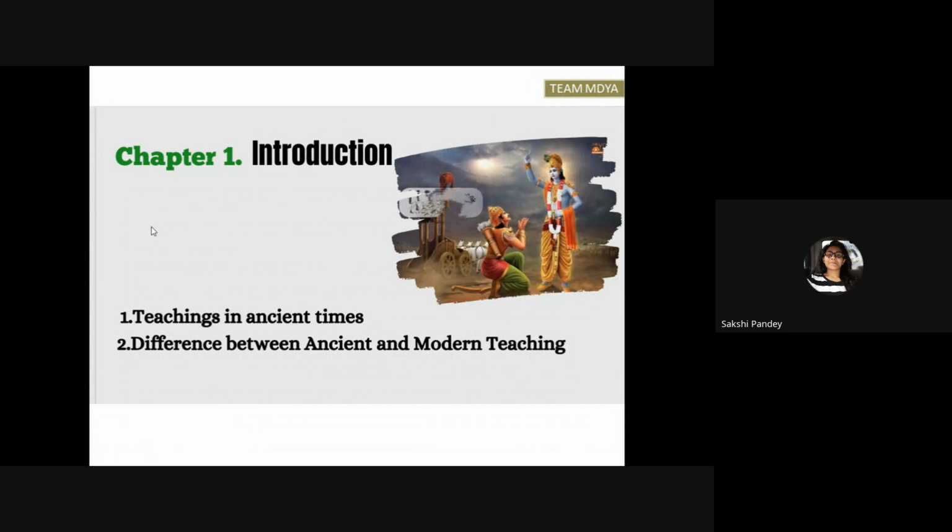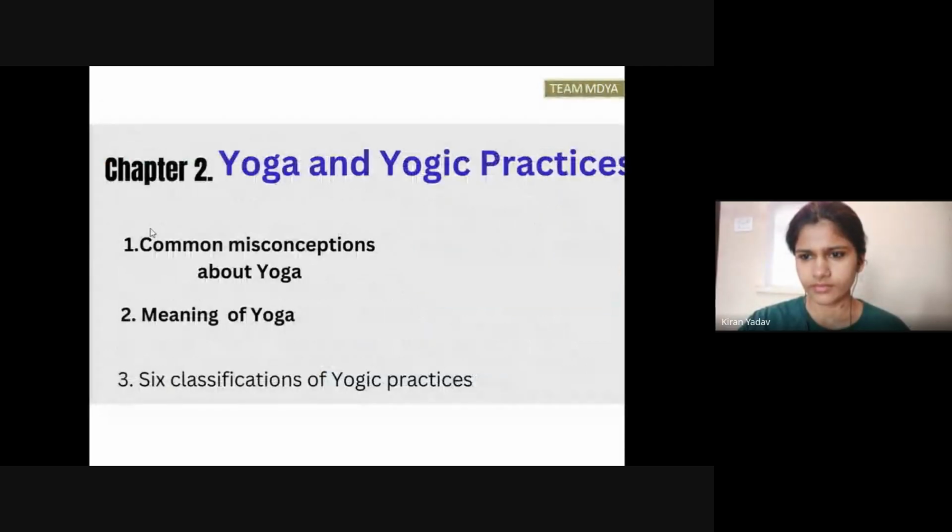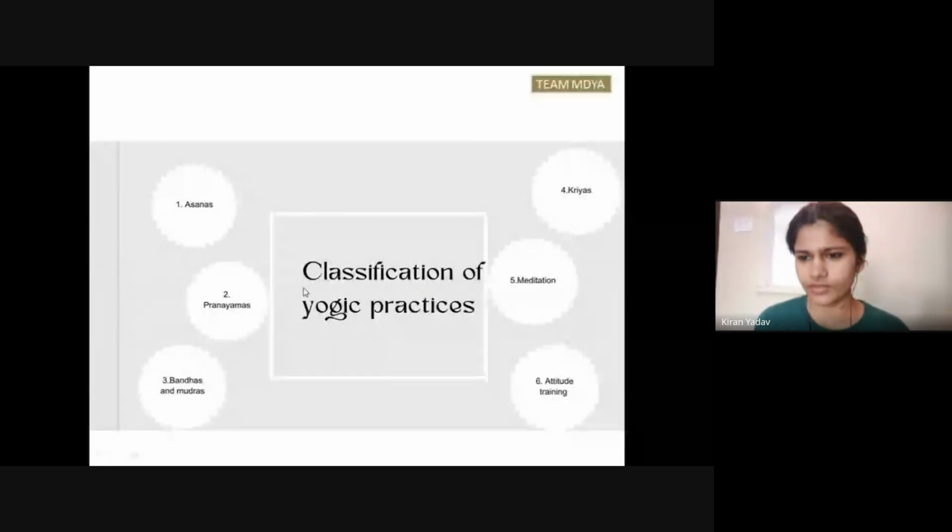Then yoga and yogic practices, in which we learned about the common misconceptions about yoga, and the meaning and concept of yoga. Yeah, ma'am, that's it. Okay, so for today we have to start from the classifications of yogic practices.